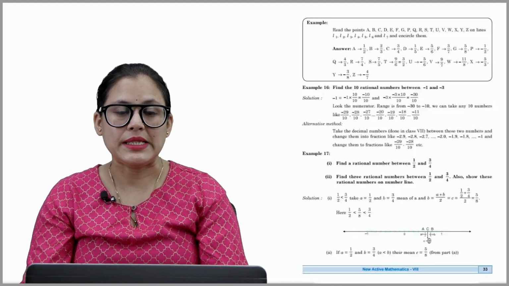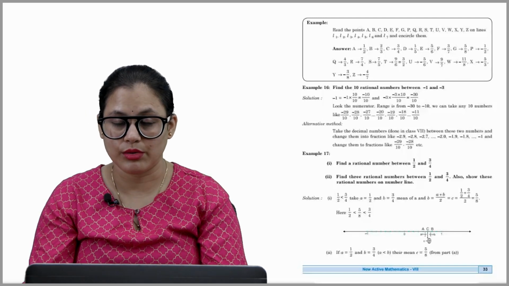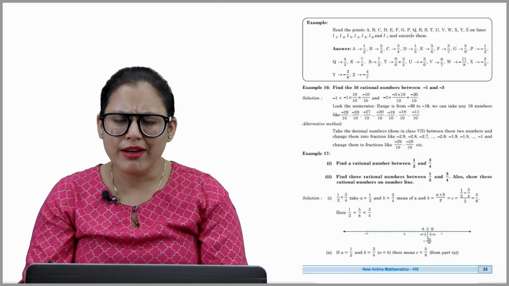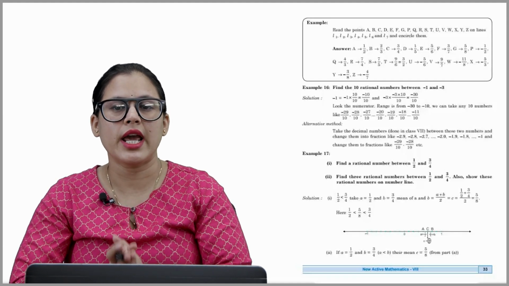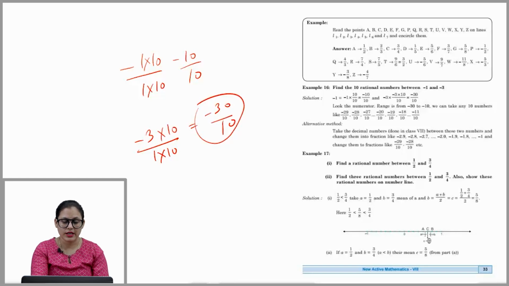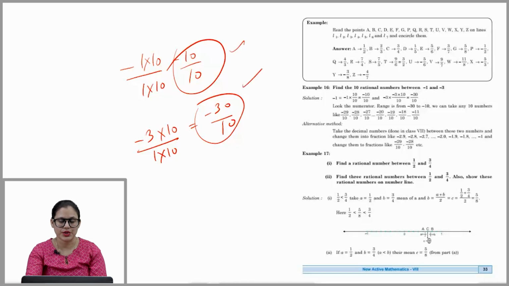Next, example 16, find 10 rational numbers between minus 1 and minus 3. Okay, so 10 rational numbers. You know that there are infinite rational numbers between any two rational numbers. Okay, so take minus 1. We'll make the denominator 10, so minus 10 by 10, and then we have minus 3, that is minus 30 by 10. Now you can easily write down the 10 rational numbers between these two rational numbers.